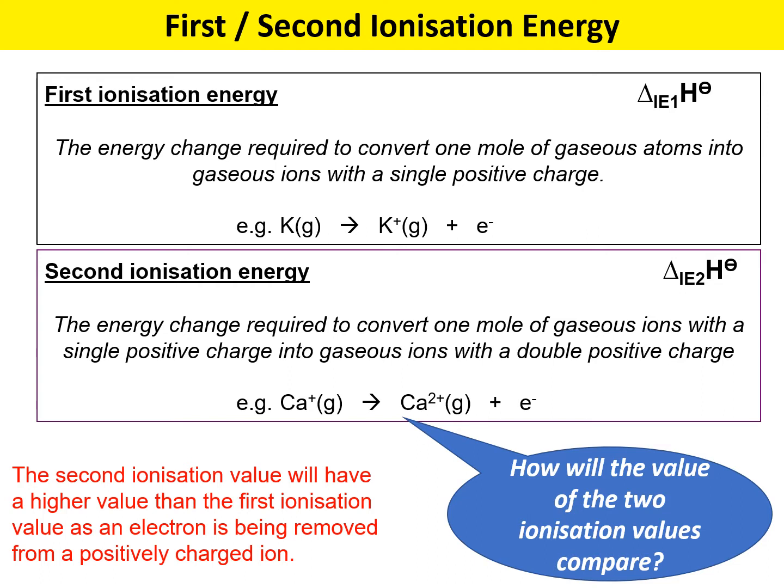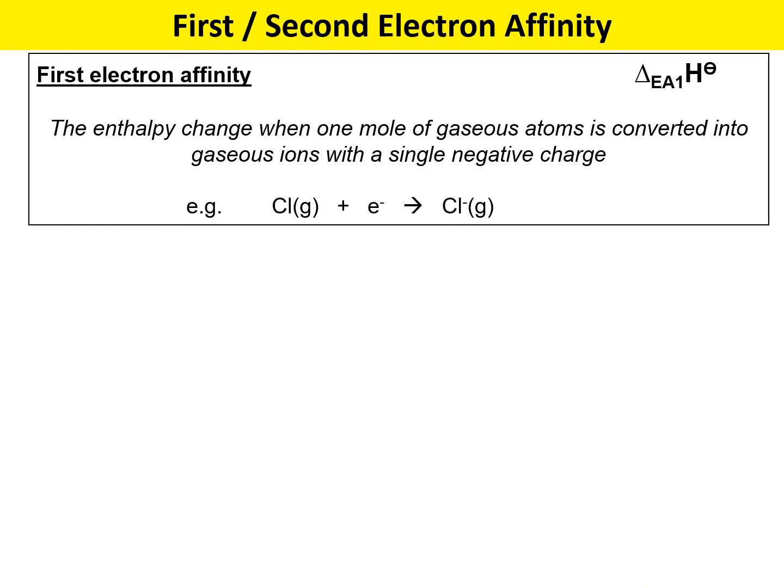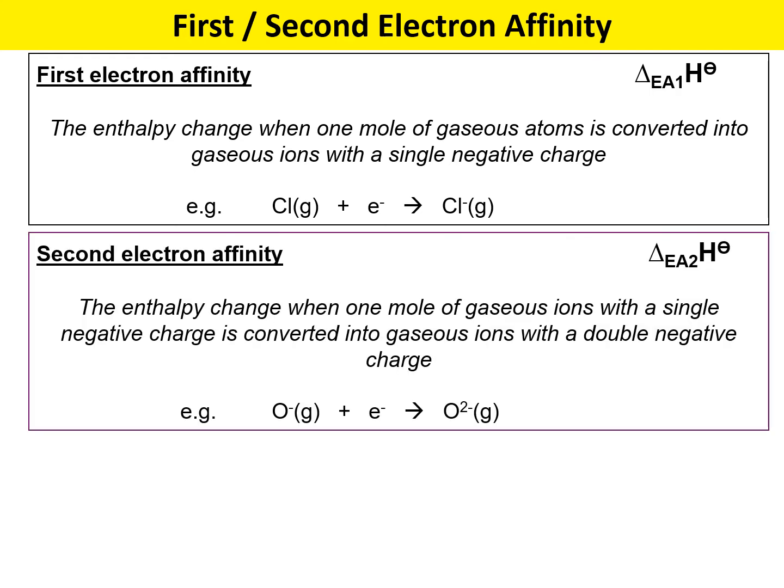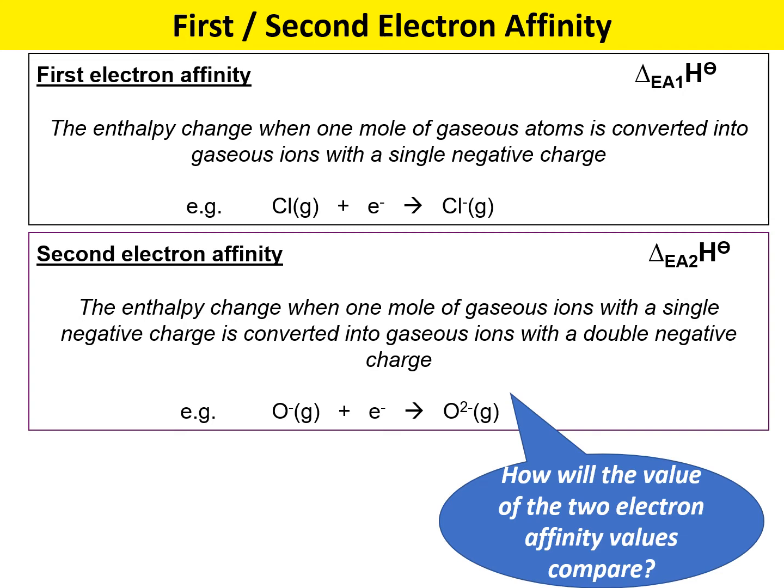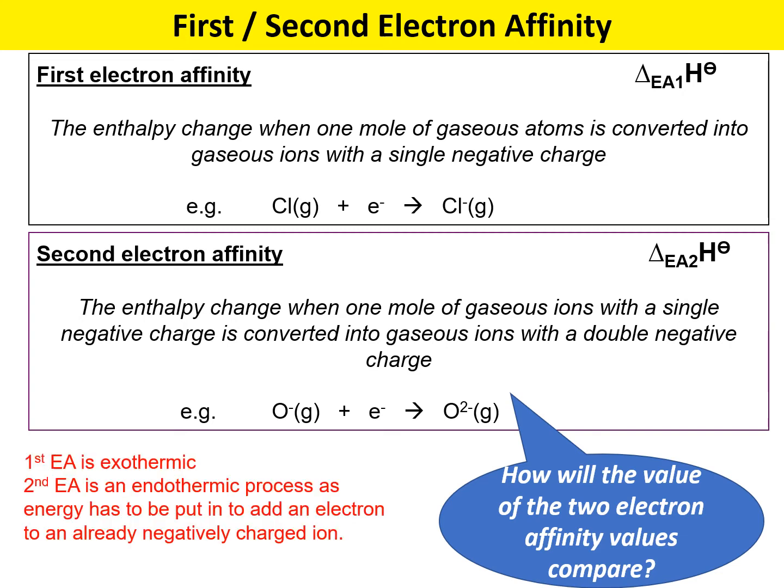We are going to meet first and second electron affinity in this topic, and this is the enthalpy change when 1 mole of gaseous atoms is converted into gaseous ions with a single negative charge and then with a double negative charge. This time, if we compare the electron affinities, the first electron affinity is an exothermic process, but the second electron affinity is an endothermic process, as energy has to be put in to add an electron to an already negatively charged ion.